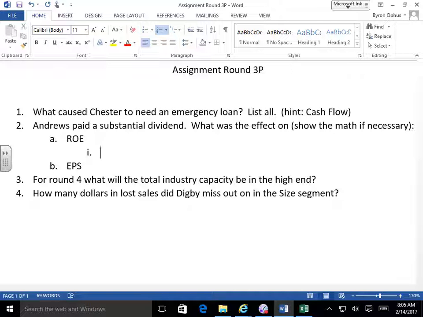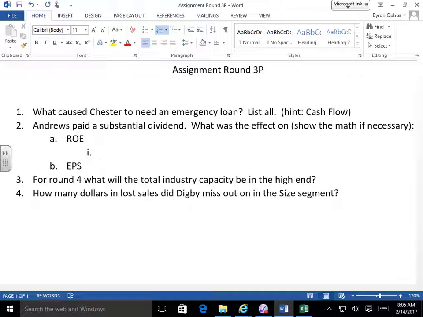So the equation for ROE is net income divided by equity, right? Okay. Get used to that one, okay? You're going to hear me ask you what ROE is 100 times this semester, so please get used to it and be ready for it. So ROE, net income divided by equity. So if the equity goes down, the ROE goes up, okay?